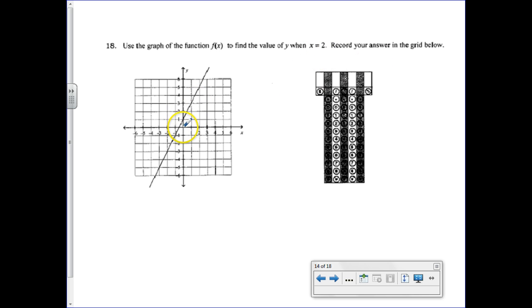Okay, so find when x is 2. Here's where x is 2. Go up until you hit the graph. I hit the graph right here. When x is 2, y is 5. I'm simply asking you to record in here a value of 5. Please make sure you color in the bubble on the grid.